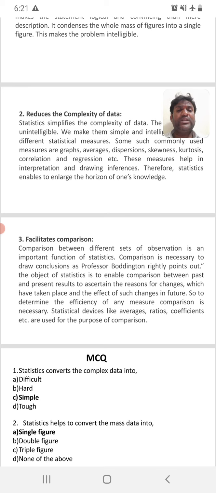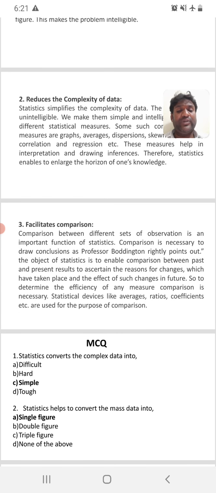In today's session, we discussed three functions of statistics. First, it presents the facts in simple form, or aggregates the facts. Second, it reduces the complexity of data, means it will reduce and condense the data. Third, it facilitates the comparison between one thing and another. This is about today's session. The remaining part, let us continue in the next session.